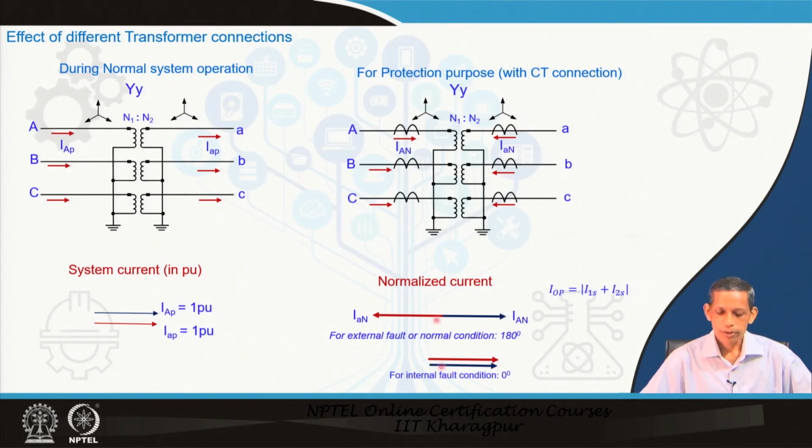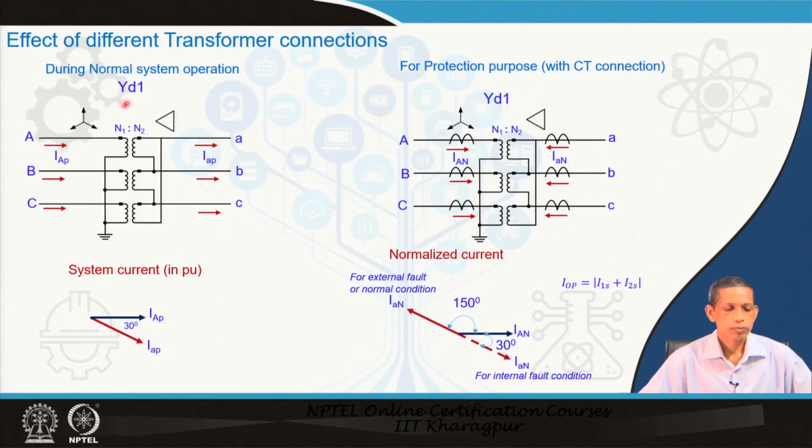And for internal fault, when the fault becomes internal, compared to the normal flow condition, the right hand side current will be out of phase as compared to this. So, they will be aligned at 0 degree. Now, if we take the operating current to be I 1 plus I 2 s, these two will be added, so the differential current will be significant for internal fault. That is what is desirable: for internal fault this becomes 0 degree, and for external fault this becomes 180 degree.